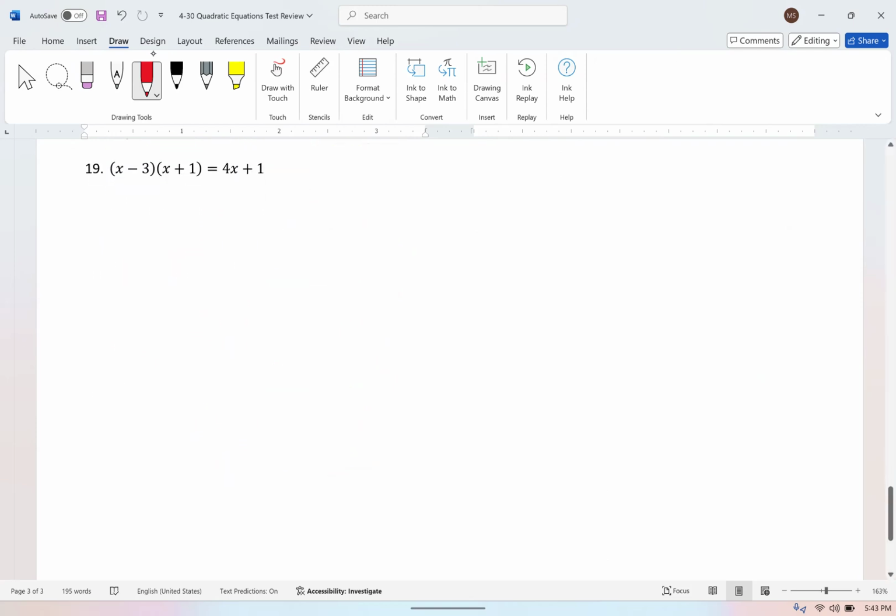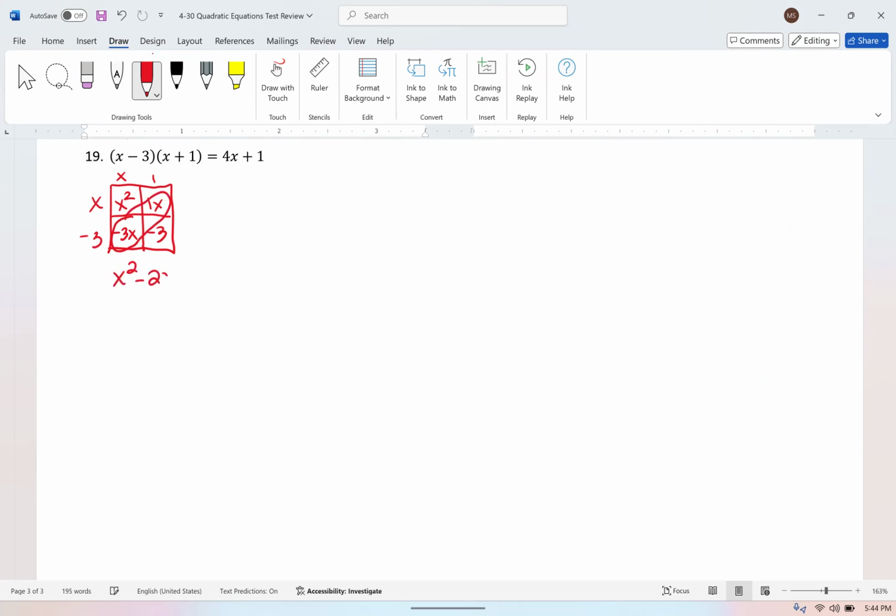All right, now you notice they left you a lot of space here because there's going to be some work that's going to have to be done here. So the first thing we have to do is figure out what is x minus 3 times x plus 1. So we need to make a box. So this is x squared plus 1x minus 3x minus 3. Like terms right here. So the left side is x squared minus 2x minus 3.